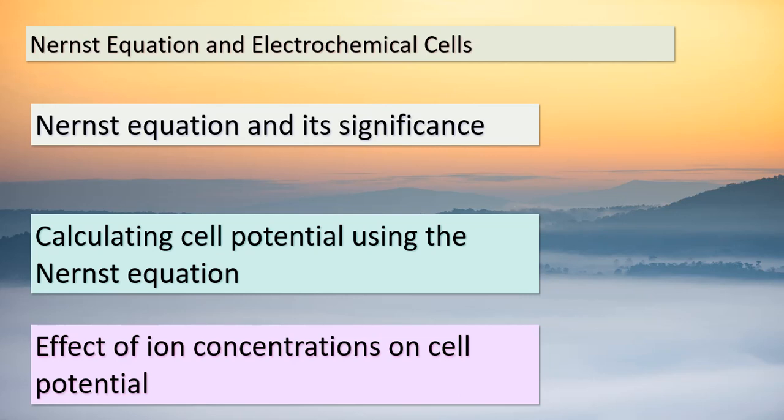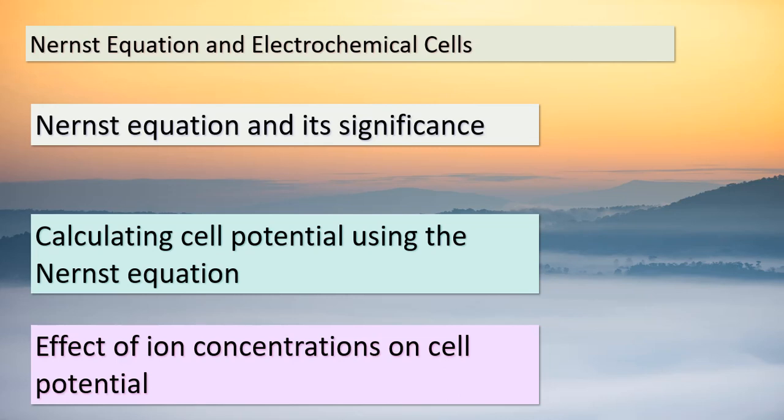In this scenario, 2 electrons are transferred from zinc to copper ions, leading to a standard electromotive force, EMF, of +1.10 volts. Now, at a temperature of 298 K, the Nernst equation comes into play. It allows us to calculate the cell potential based on ion concentrations.